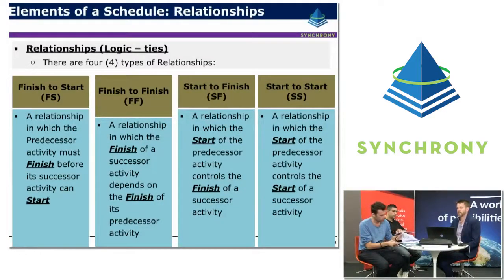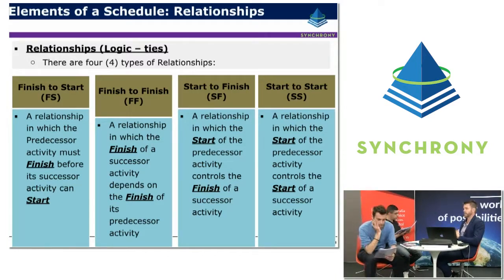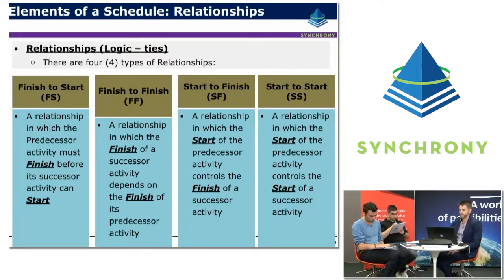So relationship ties, there's basically 4 standard types of relationships. Finish to start is the most simple, common and sort of conservative type relationship, where the preceding activity has to finish prior to the successor starting. Finish to finish is where the finish of a successor activity depends on the predecessor finishing first. Start to finish is a relationship where the start of the predecessor activity controls the finish of the successor activity.